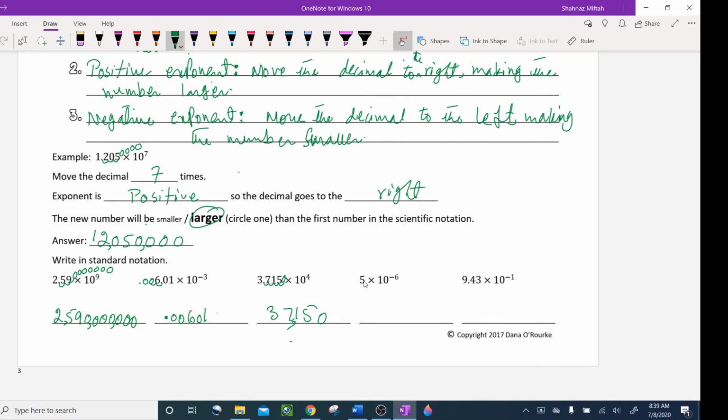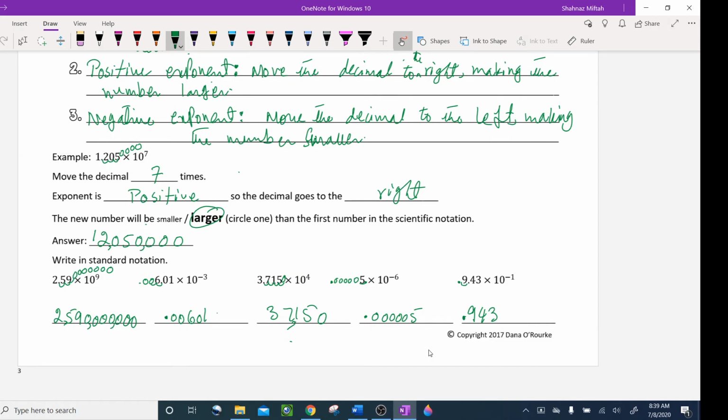Where is the decimal? I don't see it. So the decimal is going to be at the end, and I'm moving it to the left 6 times. So 1, 2, 3, 4, 5, 6, and my decimal is right there. This one is also negative, so I'm going to move the decimal once to the left. So 9.943, and that's it. This is not hard. You guys can do it easily without using a calculator, which is completely fine.